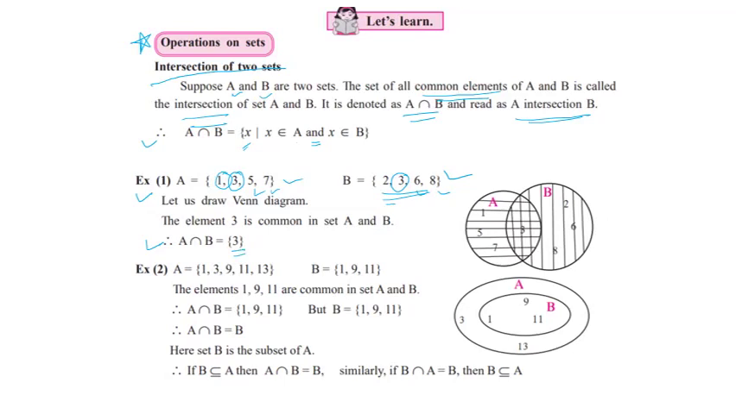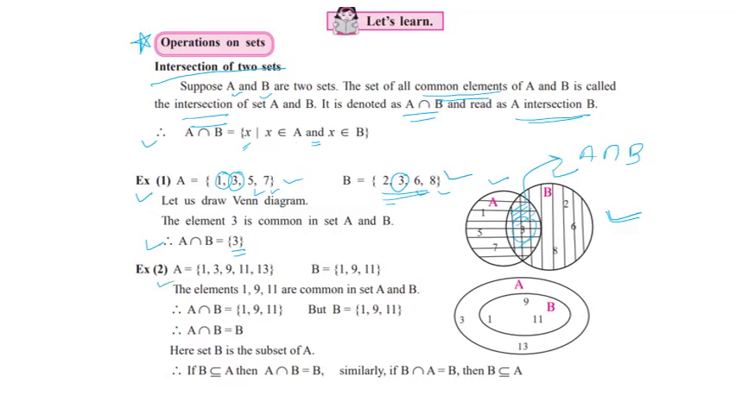Only one element. Understood? Now this concept is given by a Venn diagram here. This first circle represents A and the second circle represents the set B. In A and B, this middle shaded portion contains only one element, 3. And this is A intersection B. Understood? Now see the second example.